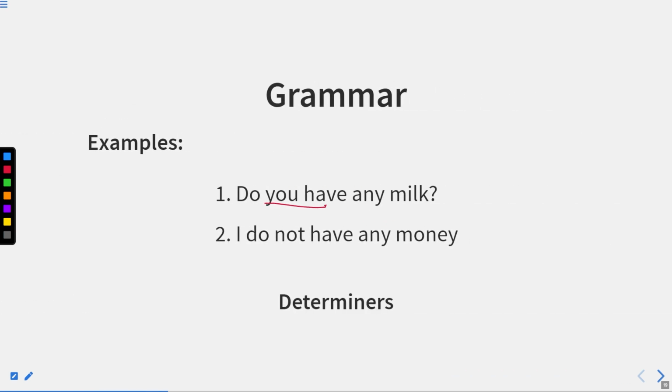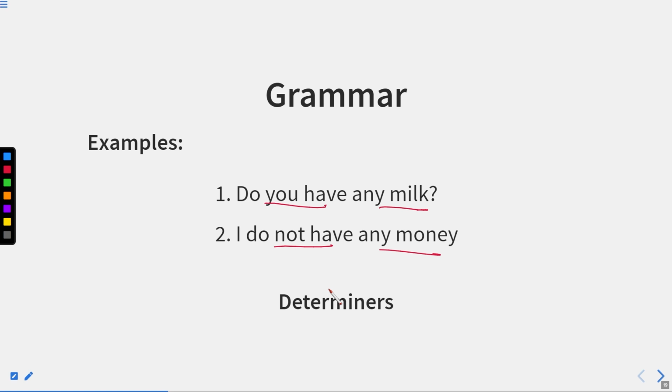Examples: do you have any milk? It means any amount of milk it can be. I do not have any money. It means there is no money. So, any money. Here I have not stated the amount of money. It can be any amount of money.